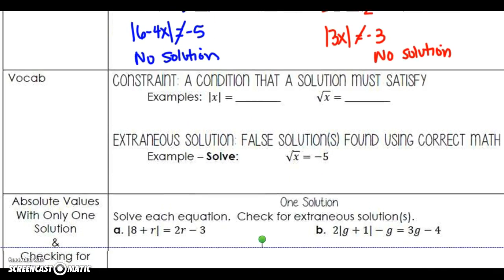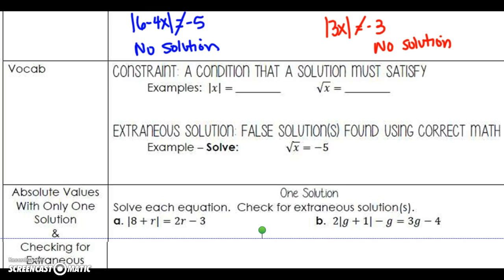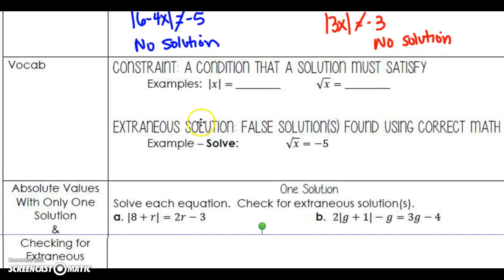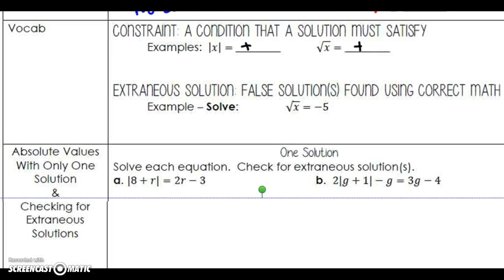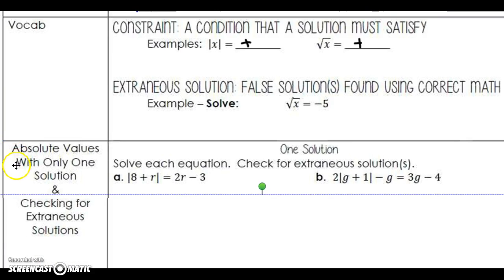Talk about constraint and extraneous. So a constraint is just a condition that a solution must satisfy. So we know that absolute value of anything, of x, has to be positive. And we know the square root of a number is going to be positive, because remember, a negative times a negative, that's a positive. So we know that the square root of a number has to be positive as well. So those are just constraints.